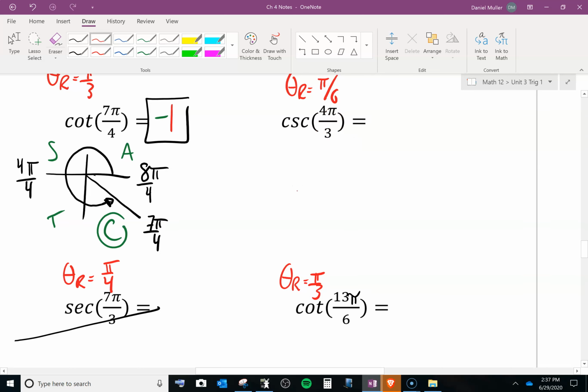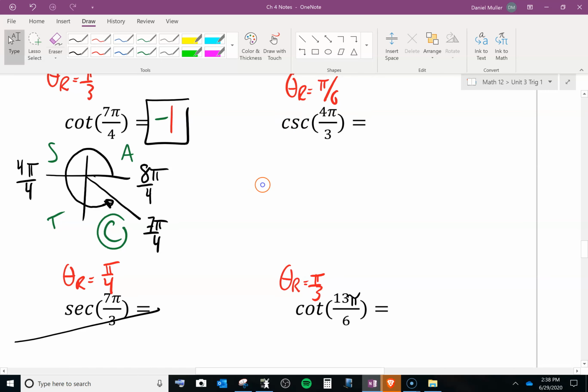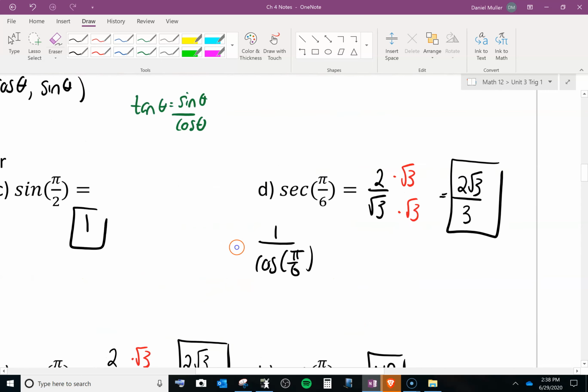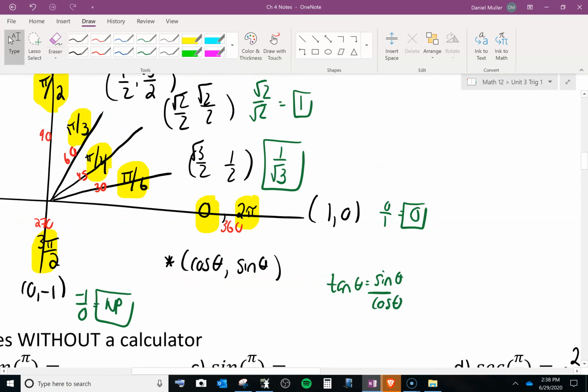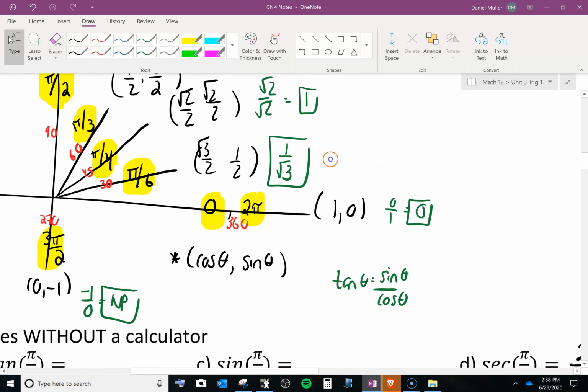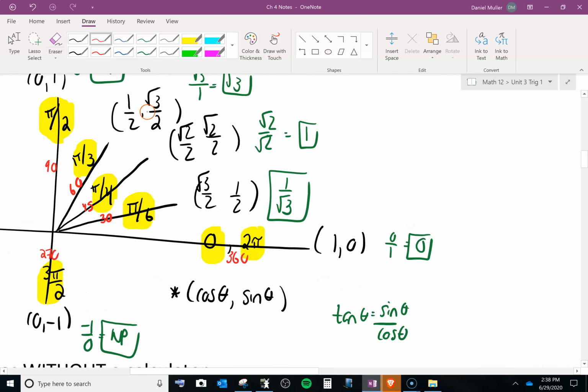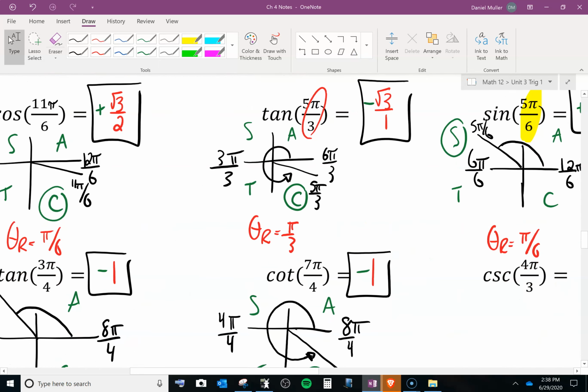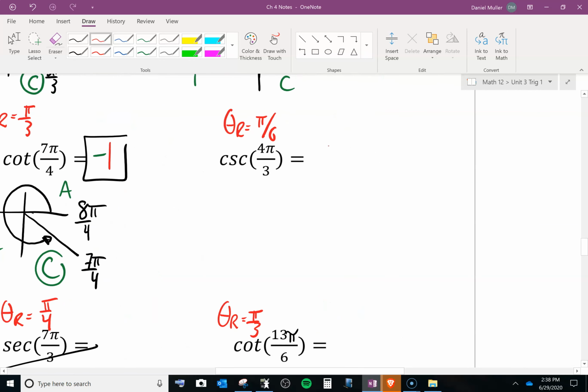Now cosecant is not on the chart. It's actually the reciprocal of sine. So what I'm going to do is find sine of pi over 3, and then I'll just flip it. So here's pi over 3, sine is on the right. So root 3 over 2, so I'll flip that to 2 over root 3, because I'm doing the reciprocal. So my answer is just going to be 2 over root 3.